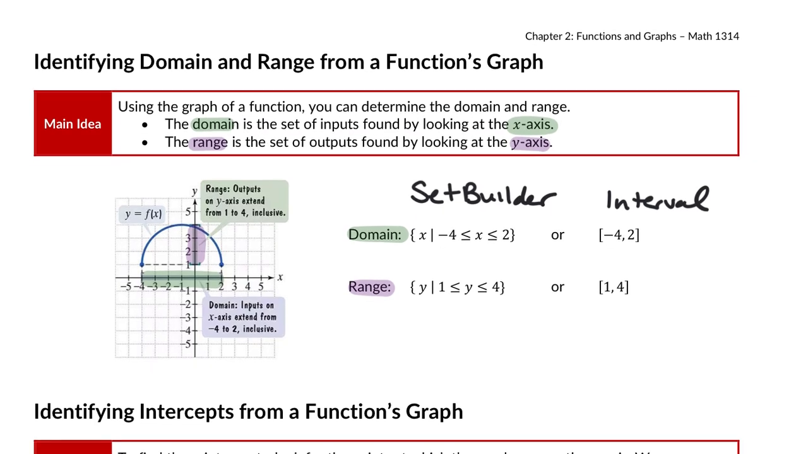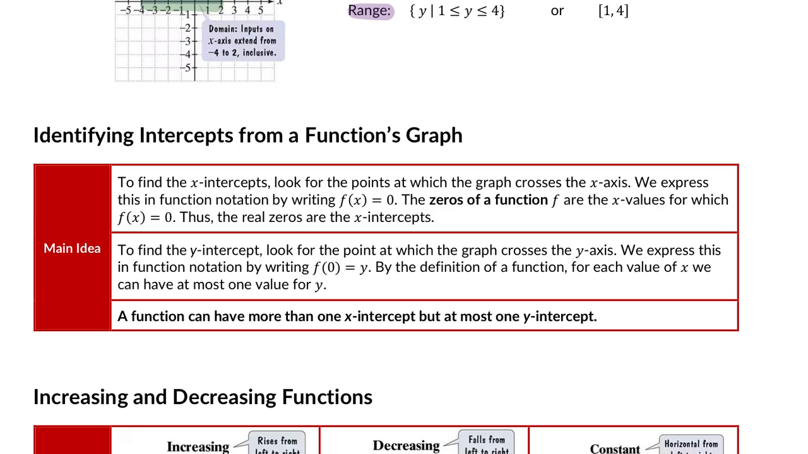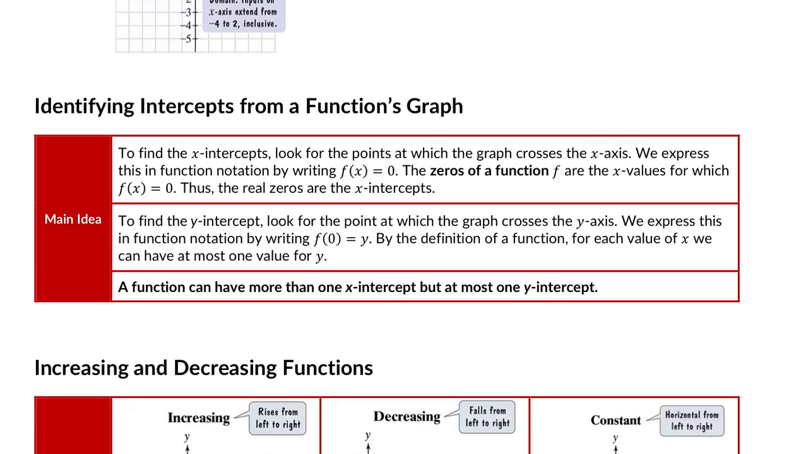Does all this sound like things we've learned at some point? Yeah, okay, cool. Identifying intercepts from a function's graph, really super simple. If we're looking for the x-intercepts, or what I might call the zeros of the function, we are literally just looking for where the graph crosses the x-axis. Same vibe, but for the y-intercept, it's where the graph crosses the y-axis.